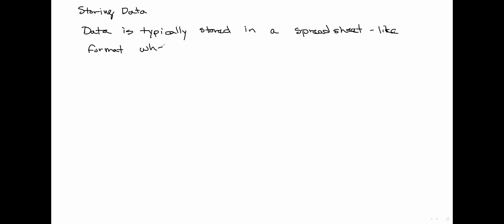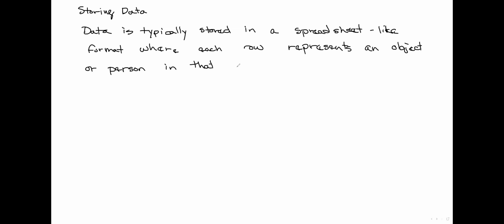Where each row represents an object or person in the study or in your data. And each column represents a variable. So we were just looking at some stored data.